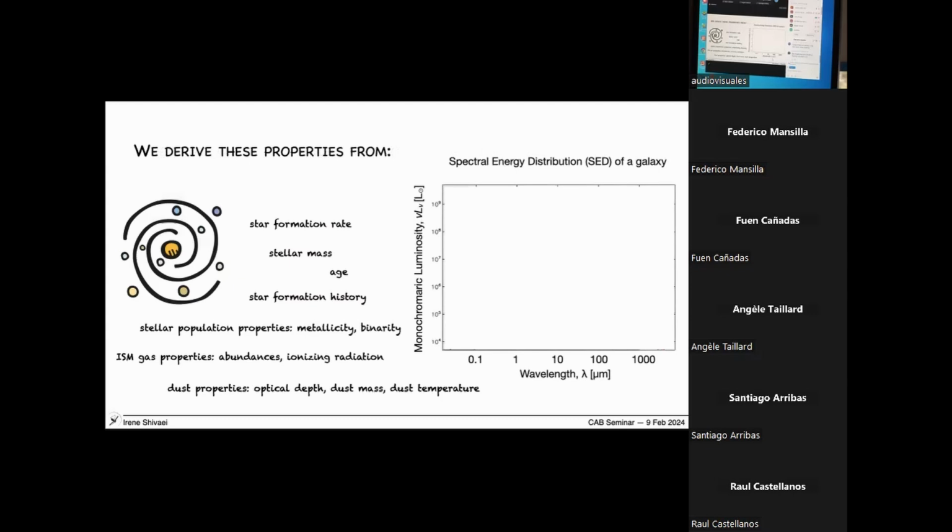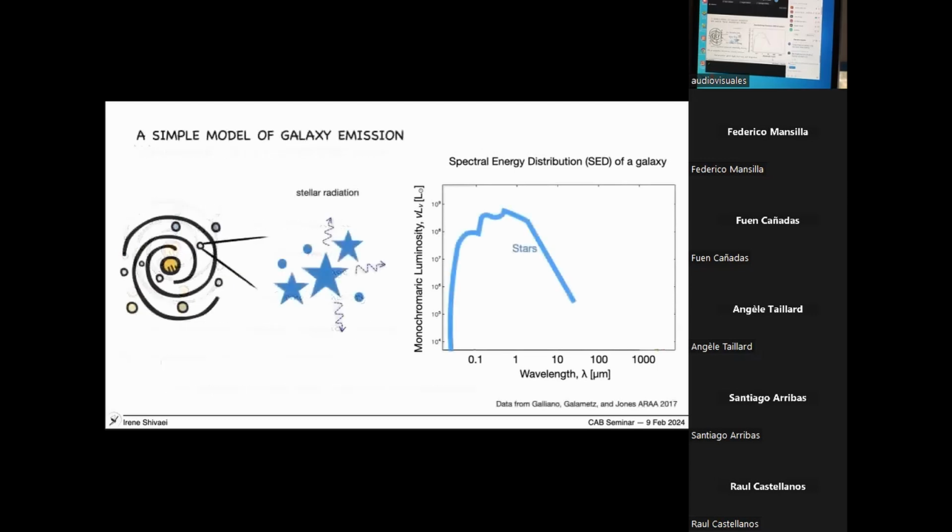So in the next few slides, I'm going to walk you through a very simple model of an SED of a typical galaxy, and its different components. So we have the emission from stars in the UV and optical. Young stars typically emit mostly in the rest frame UV of the galaxies, and then older stars dominate the emission in the optical to the near infrared.